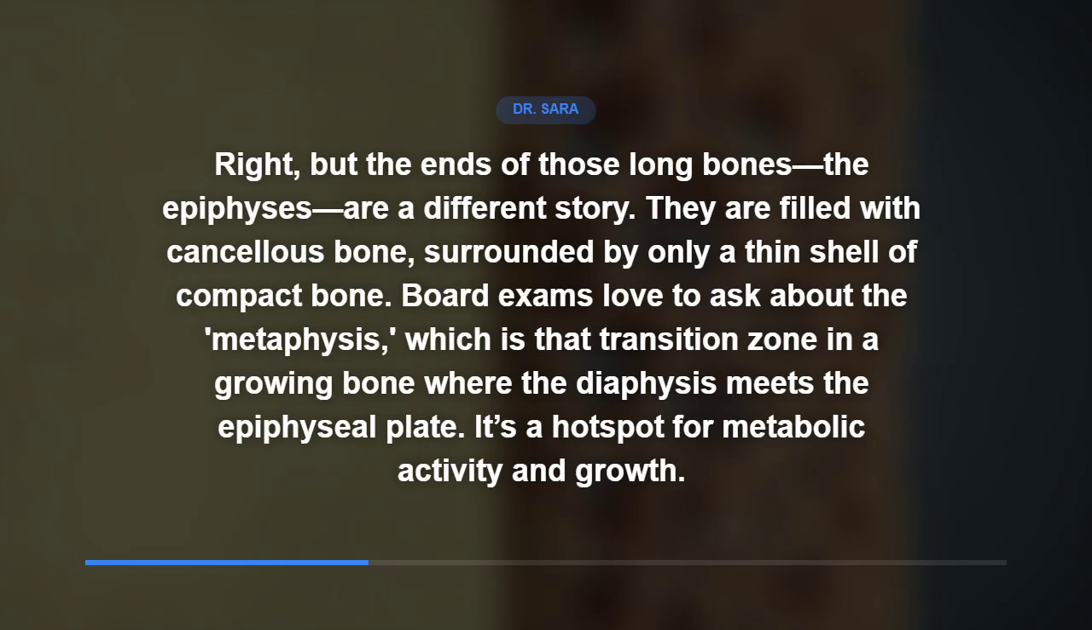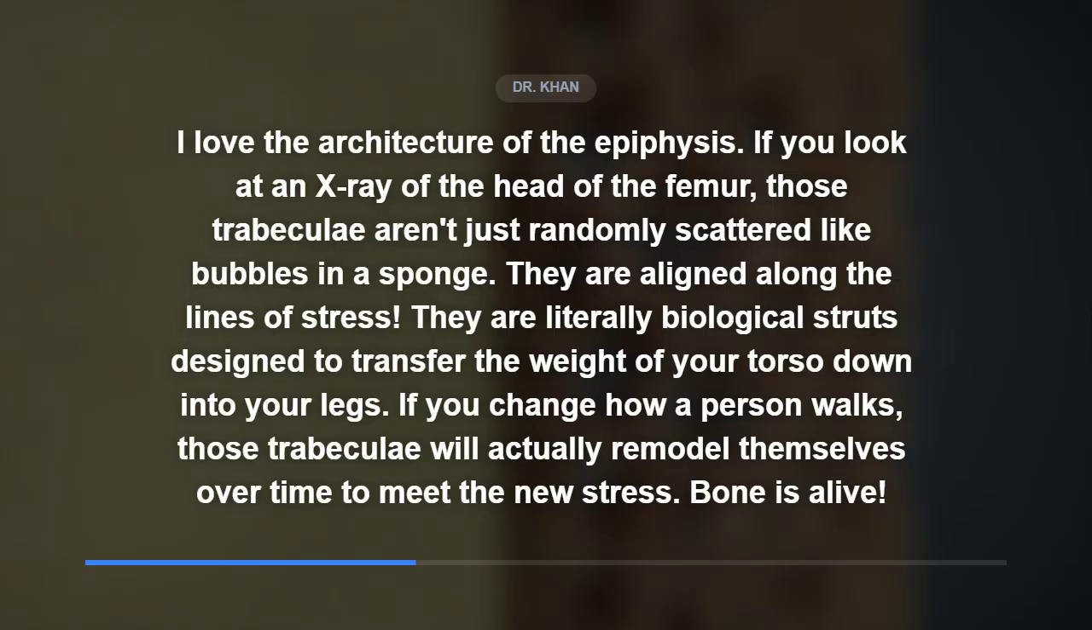Right, but the ends of those long bones, the epiphyses, are a different story. They are filled with cancellous bone, surrounded by only a thin shell of compact bone. Board exams love to ask about the metaphysis, which is that transition zone in a growing bone where the diaphysis meets the epiphyseal plate. It's a hot spot for metabolic activity and growth.